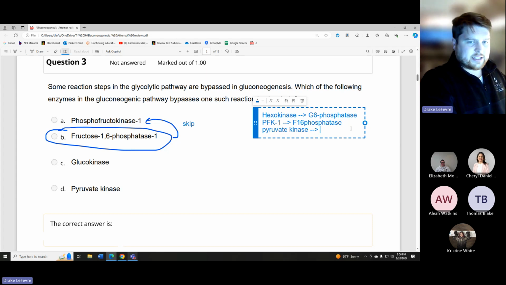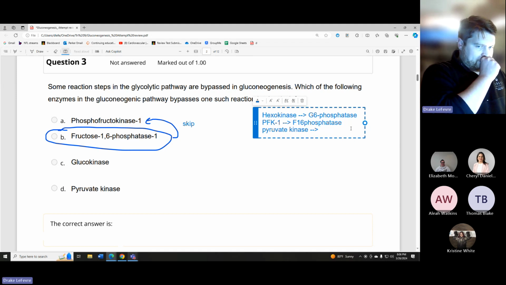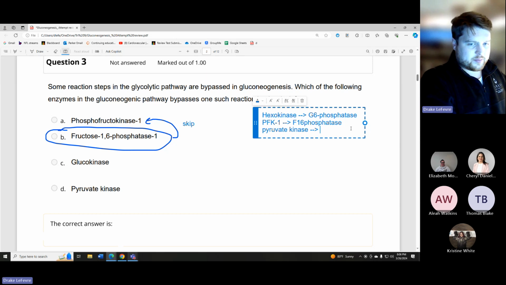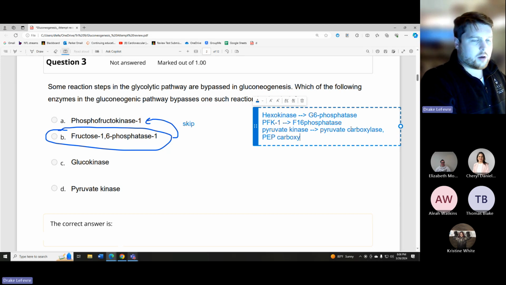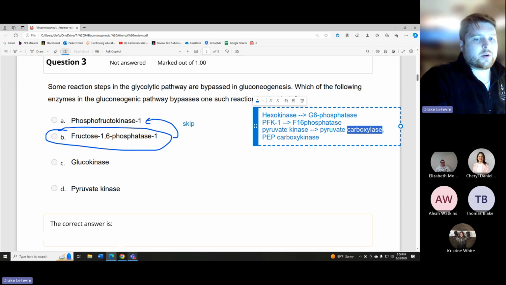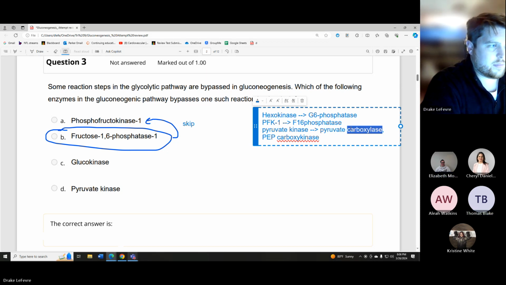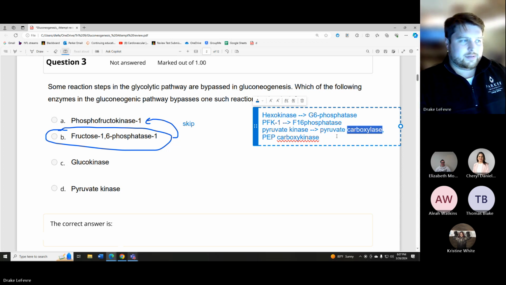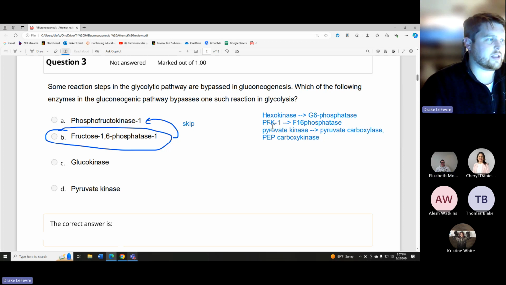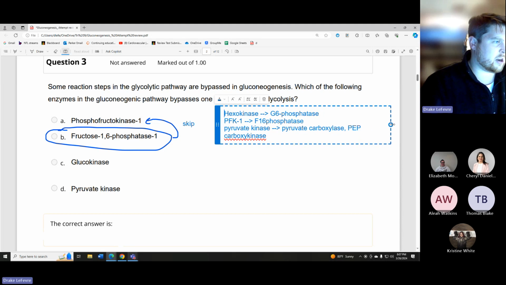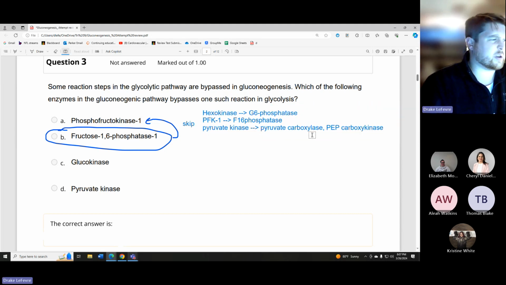We'll get to this again in a little bit. It uses two different enzymes to reverse this step. The first part is pyruvate carboxylase, and then we have PEP carboxykinase. So what do carboxylases do? Adds a carboxyl group. No, it's going to remove, it breaks off the carboxyl group, right? And then the kinase. What do kinases do? Adds the phosphate. Yeah. So we're going to see that a little bit later on. When we get to questions involving that, we'll look at it more.